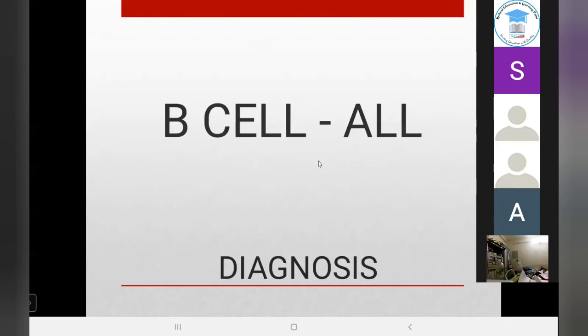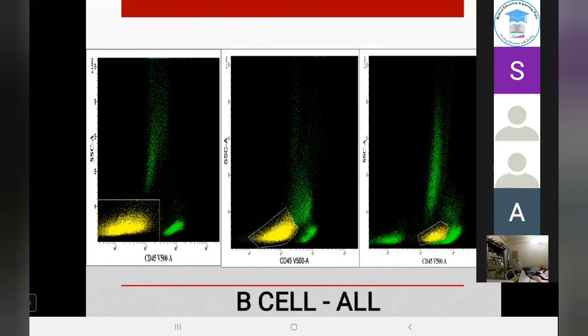Yes, ma'am, it is again a BLL. So I have shown you 3 cases of BLL. Why did I show you 3 cases of BLL? Because I want you to see the position of the B blast on the side scatter 45. In the first case, the population was negative 45. In the second case, it was dim 45. And in the third case, it was a little moderately bright 45. Do you see the 3 expressions?